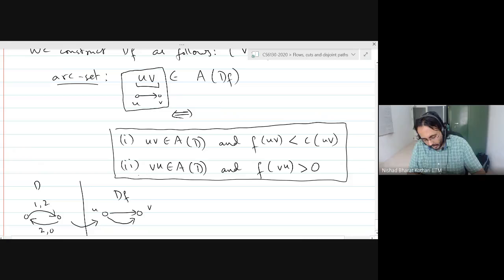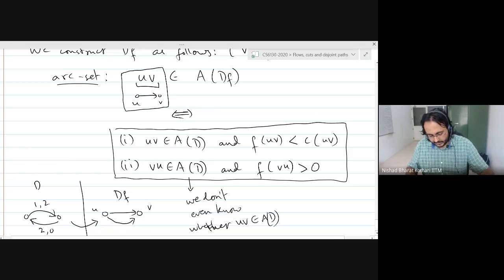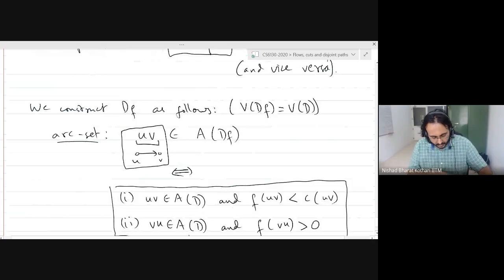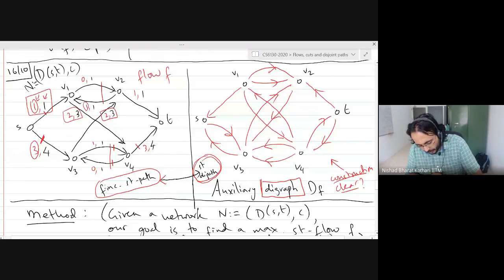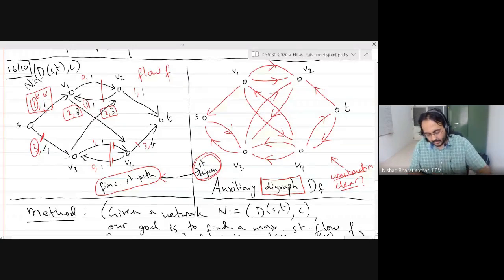So here VU belongs to A of D and f of UV should be greater than 0, right? No, because we don't even know if UV belongs to A of D. We don't even know whether UV belongs to A of D. Let's take an example. So let's go back to this example here. Okay. So consider why we put this arc in this auxiliary graph.